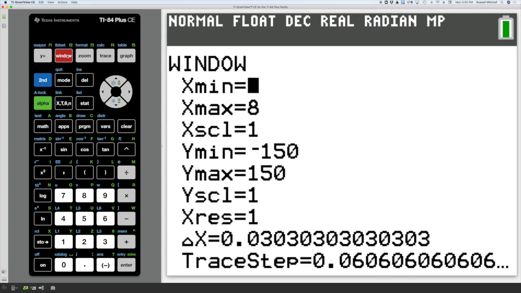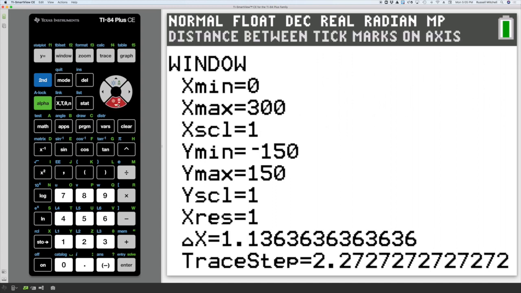For my window, I know my x min is 0 and my x max is going to be 300, because what I put in is the time, so 0 to 300 seconds, and then x scale is going to be 50, just because that'll give you several of these. Okay, y min to y max, I would go something like negative 300 to 300 possibly.